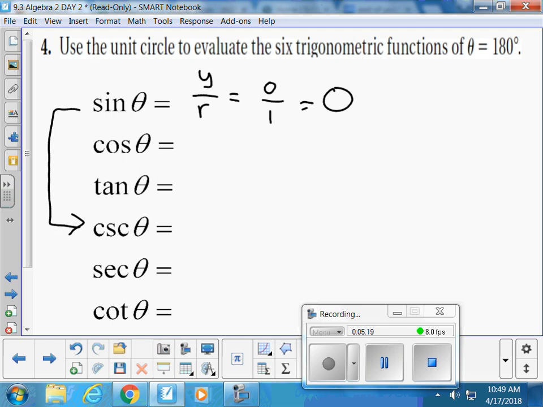But what's cosecant? 1 over 0, which is? Undefined. Does that make sense? What's the R represent though? Radius. And in a unit circle, the radius is 1 unit. Indeed.